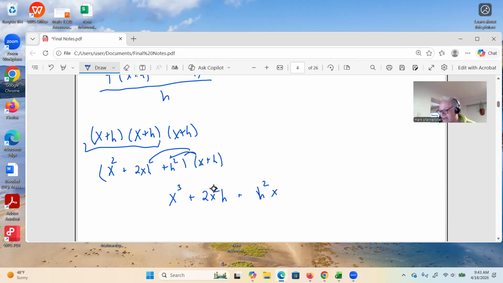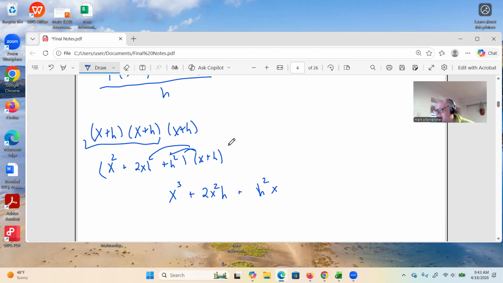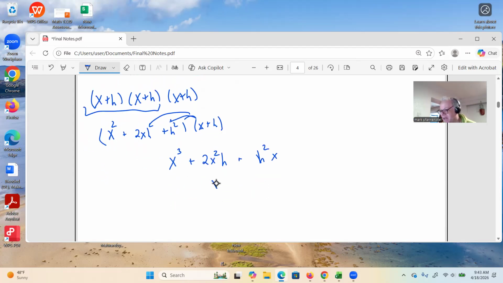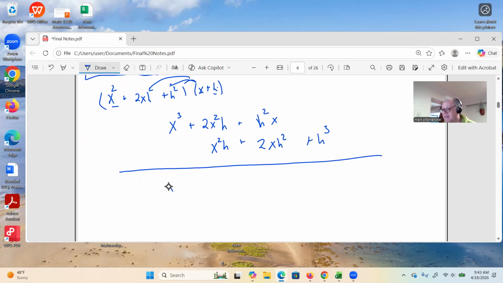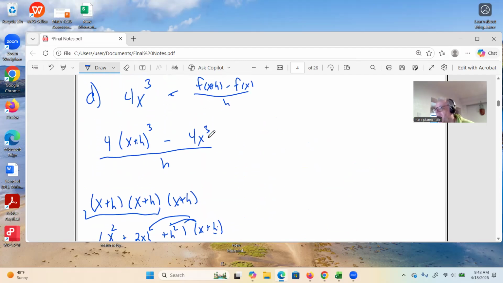I just multiplied this x by everybody. Next, we have an x squared h. I'm multiplying this h by this x squared. Plus 2xh squared. And then finally, we have a plus h cubed. Now we add these pieces together. We have x cubed plus 2 plus 1, 3x squared h, plus 3, there's two of these and one of those, xh squared, plus h cubed. So that's multiplying that (x plus h) cubed all the way out.